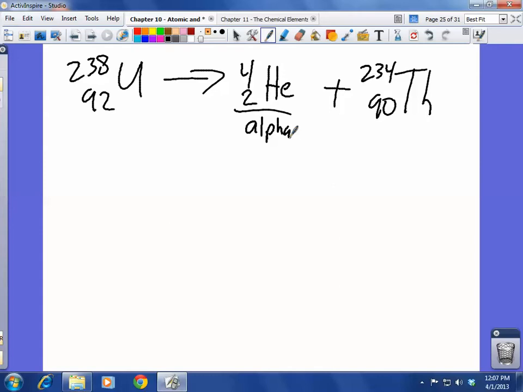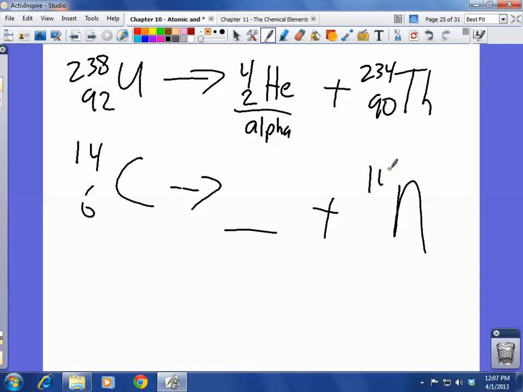Okay? What about if I have carbon-14 and it turns into nitrogen 14-7? What numbers am I missing here? -1 and 0. So what type of decay has a mass number of 0 and a -1 for an atomic number? Beta. Okay? And so remember, beta particles are just electrons.